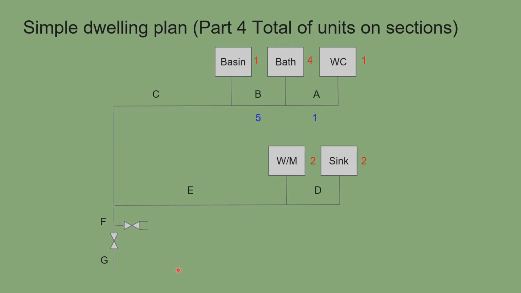Then we look at C. So that's going to have the basin, the bath and the WC. That's going to have 6. Then we move on to section D. There's only the 1 sink, so that's going to have 2. Section E, we're going to have the washing machine and the sink, so it's going to have 4 loading units. And then F is going to have all them loading units connected to it, so that comes out at 10.